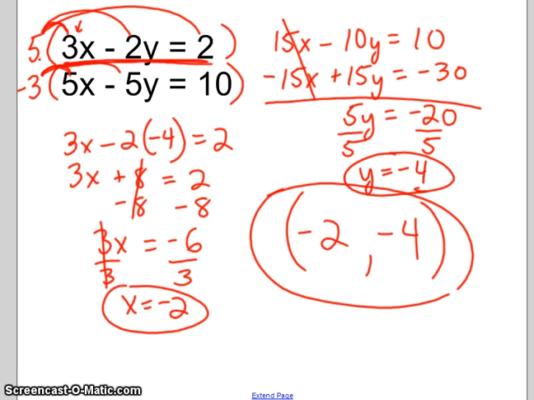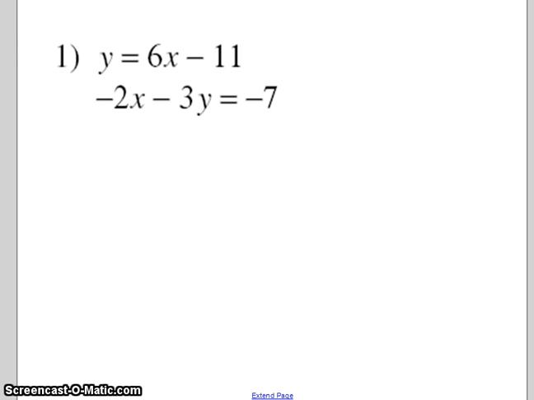Alright, and that's as tough as it's going to get for you. In most cases you're just going to have to change one equation, not both. Alright, here's another example. The problem with this one is it's not in standard form. This one's in standard form, but this is in slope-intercept form.